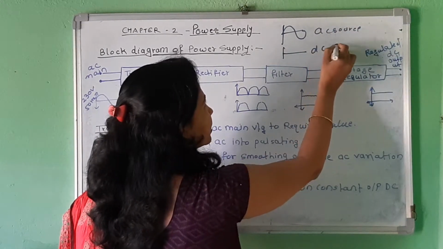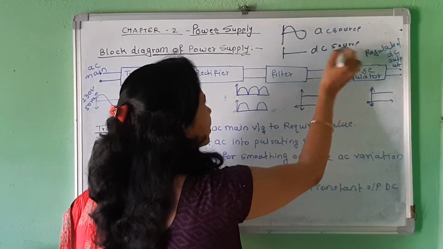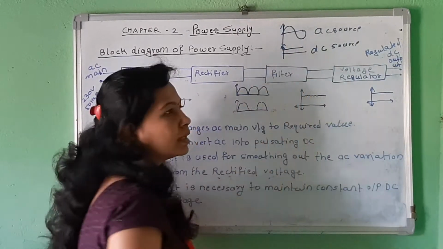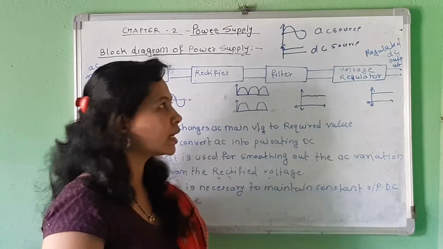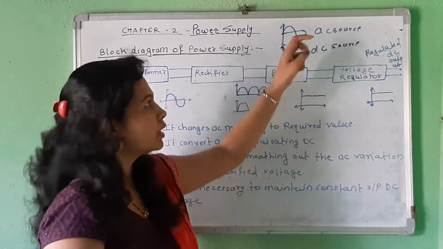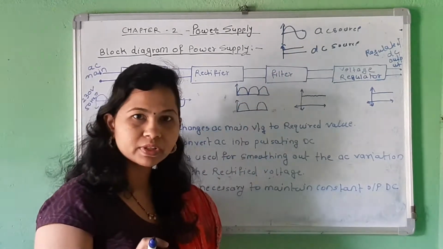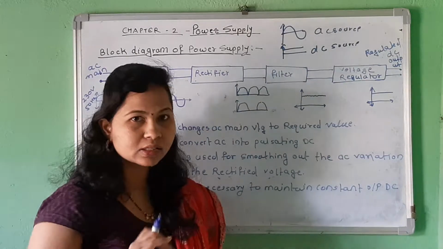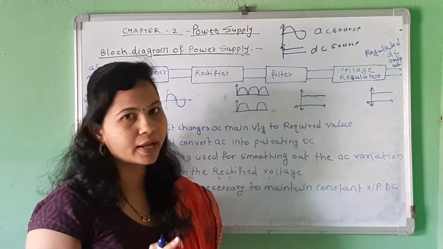And this is the DC source, because this signal cannot vary with respect to time. It is constant always and it is unidirectional. AC source varies with time and is bidirectional. DC source does not vary with time and is unidirectional.